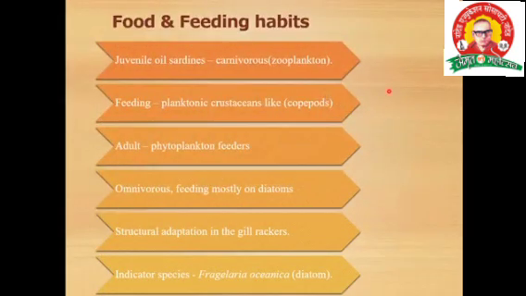Next, about the food and feeding habit. As I already told, it is a bottom feeder. It mostly feeds upon muddy parts, organic and inorganic matter present in the sea, and is carnivorous in habit, meaning it feeds upon dead animals, insects and similar things. It feeds on planktonic crustaceans like copepods. Adults feed upon phytoplankton, and the feeding is mostly omnivorous, including diatoms. Structural adaptation in the gill rakers indicates that it feeds upon diatoms.